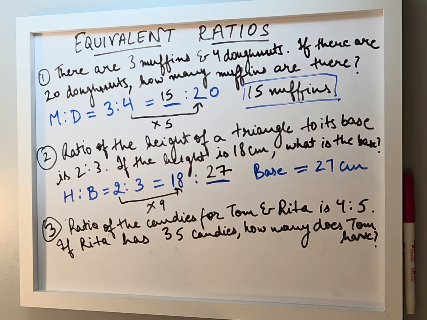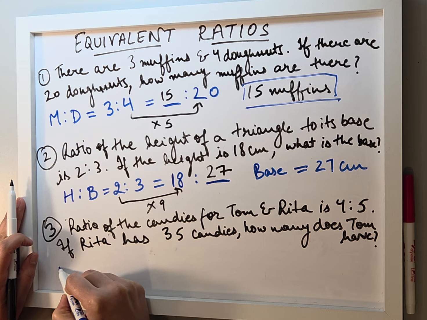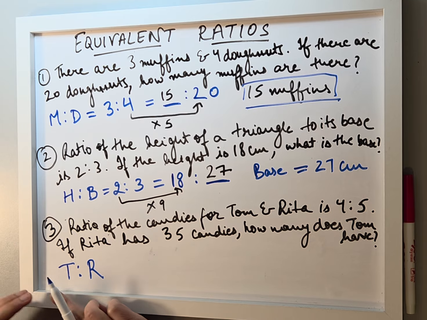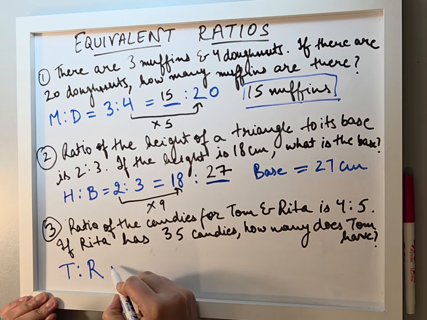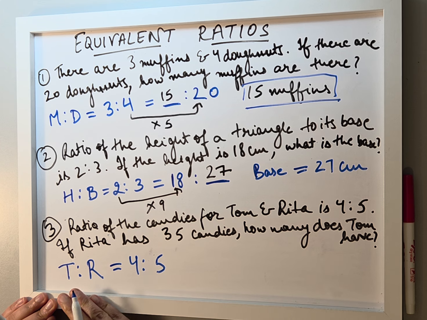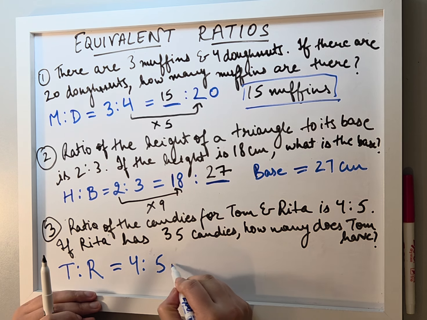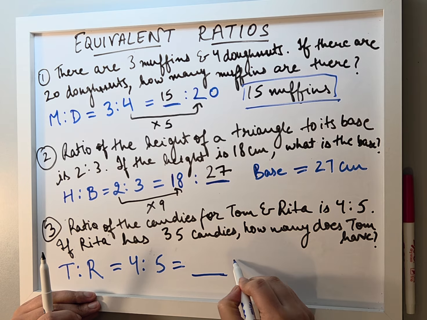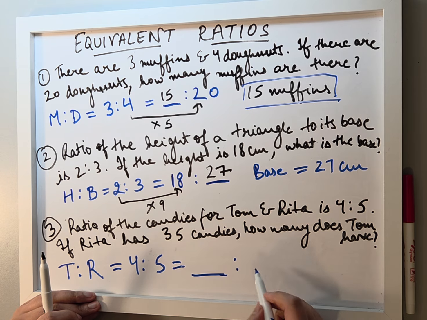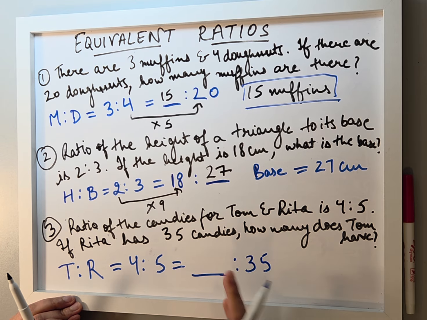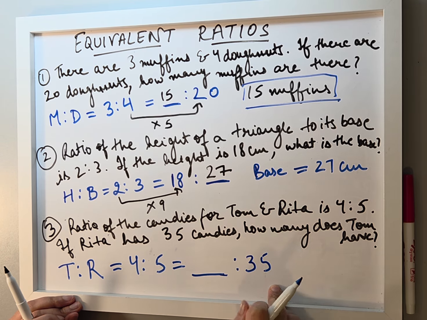Okay, so I'm representing the candies with Tom and Rita with T and R. That is given to us as 4:5, Tom and Rita 4:5. Now we don't know how many candies Tom has, but Rita has 35 candies. So Rita's candies are represented by the second term in the ratio.